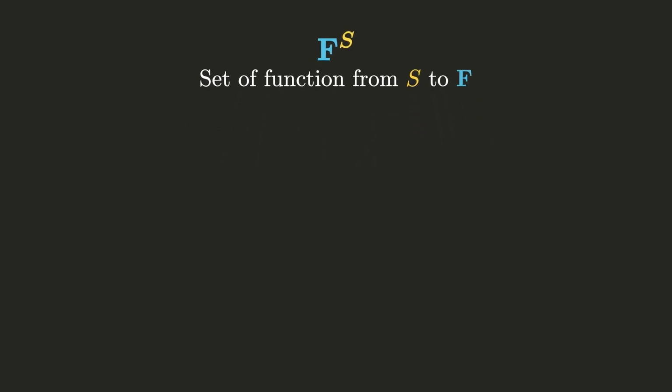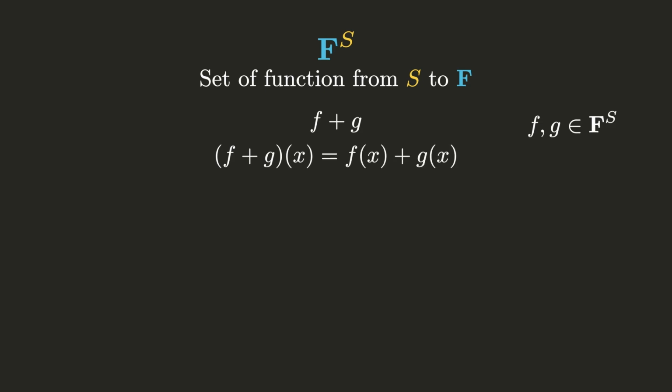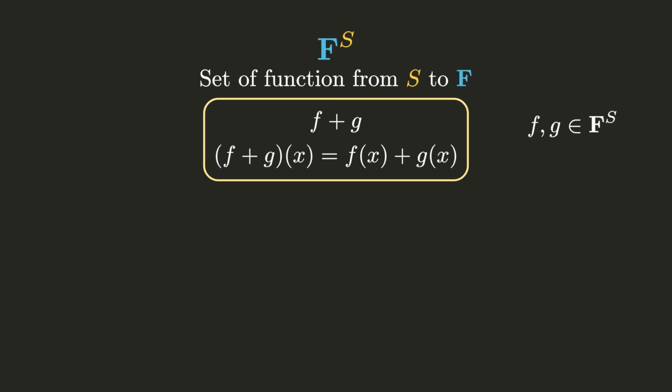For addition, suppose f and g are both members of the set. Then we can define the function f plus g like this. We define f plus g of x to be the sum of f of x and g of x. So that's it for addition. Pretty simple. Next up, we've got scalar multiplication.